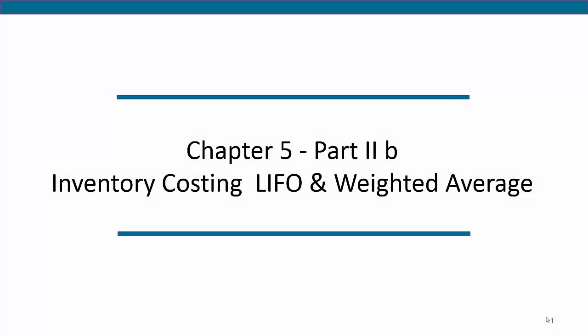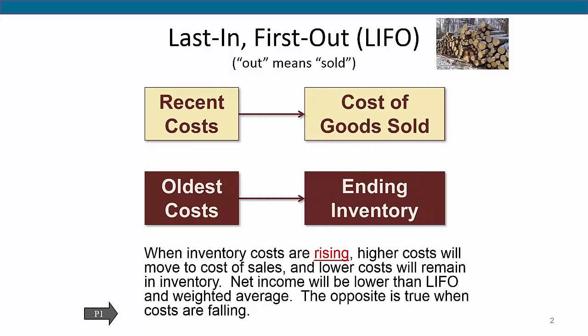Welcome back to part 2B of chapter 5, where we will continue our costing example with LIFO and weighted average cost. The last in first out or LIFO method of assigning cost to both inventory and cost of goods sold assumes that when sales occur, inventory items are sold in the reverse order as they were purchased, so the cost of the latest units acquired is charged to cost of goods sold.